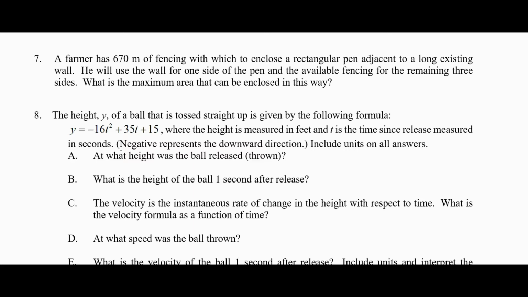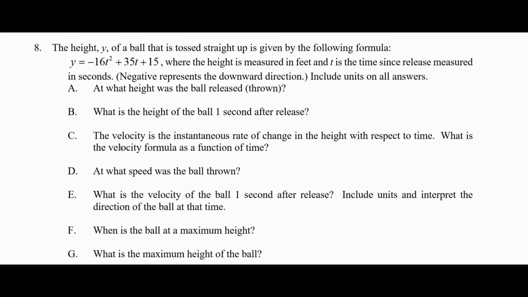8. The height of a ball, y, that is tossed straight up is given by the following formula. y equals negative 16t squared plus 35t plus 15, where the height is measured in feet and t is the time since the release measured in seconds. Negative represents the downward direction. Include all your units on your answers. A, at what height is the ball released or thrown? B, what is the height of the ball 1 second after release?